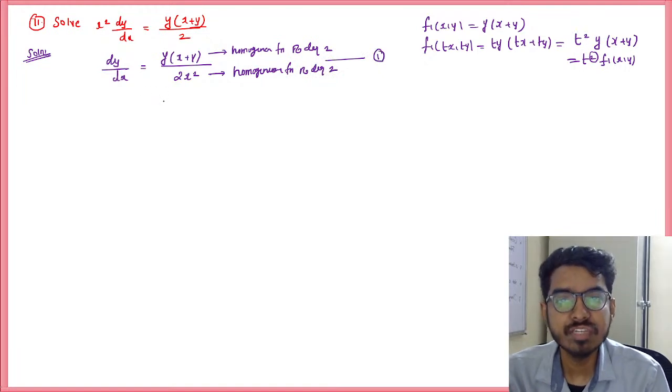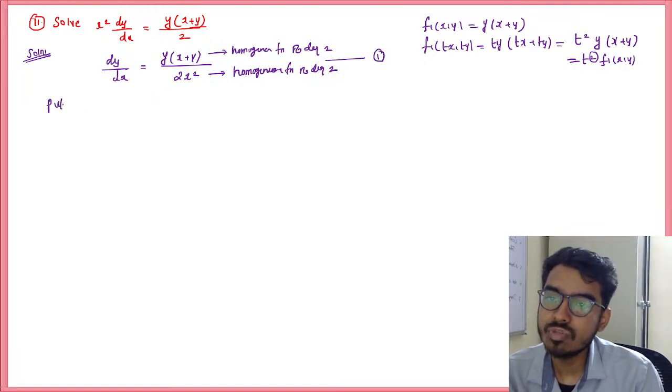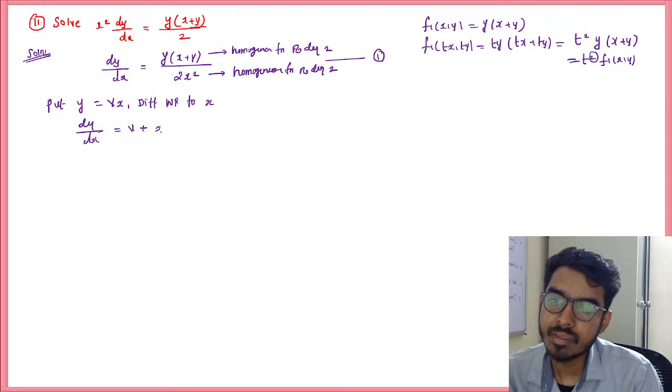So this is a homogeneous differential equation, so we can make use of the substitution. Put y is equal to vx. Differentiate with respect to x, so we will have dy by dx is equal to v plus x into dv by dx.